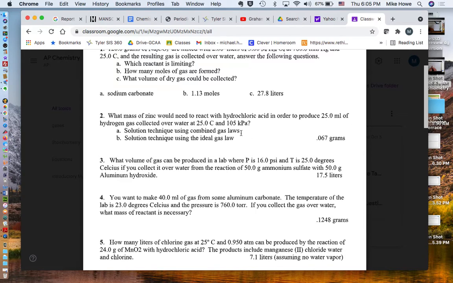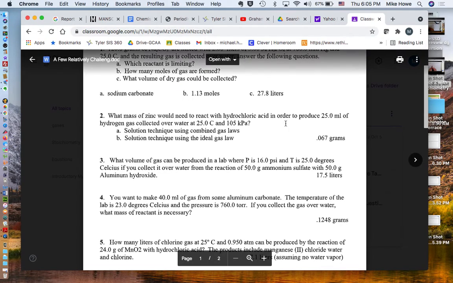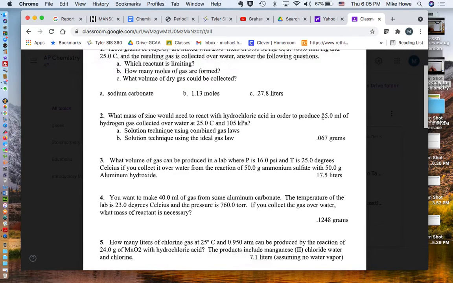And if you're watching this video, I'll assume that you can skip the combined gas law method right here and just do letter B. So change your 0.025 to moles using PV equals nRT. It says it's collected over water, so 105 kilopascals will not be the pressure you use. You will need to subtract water vapor pressure.